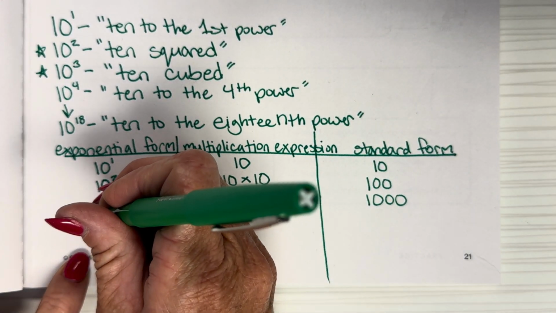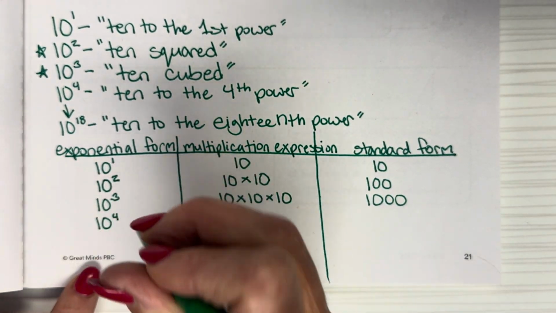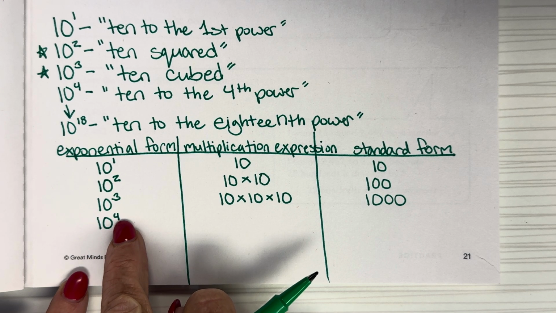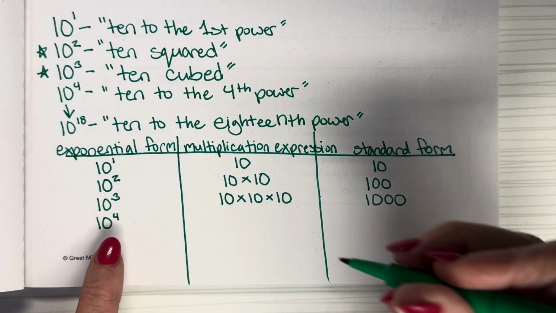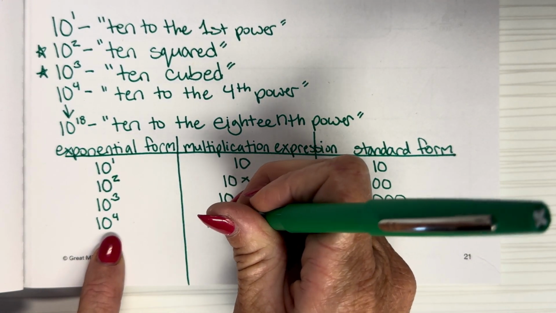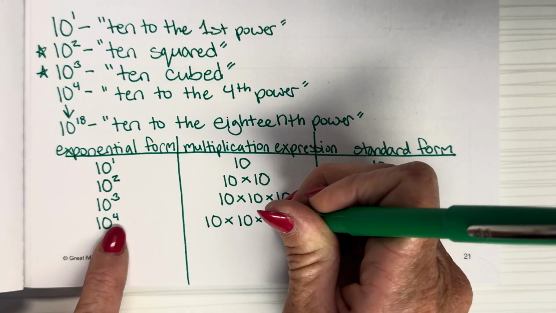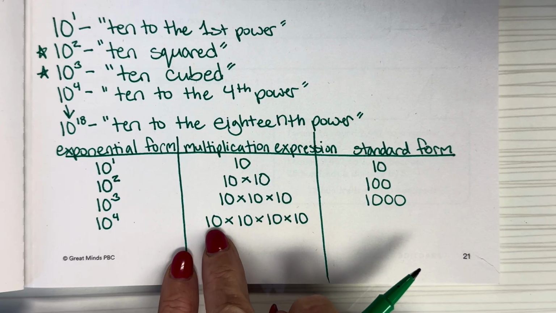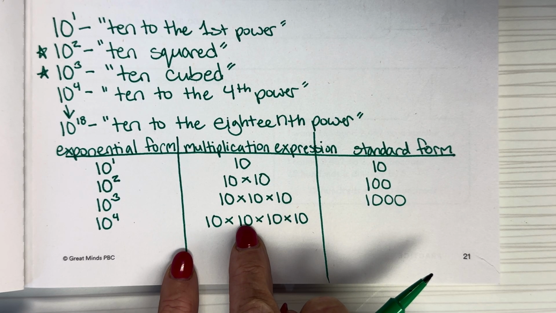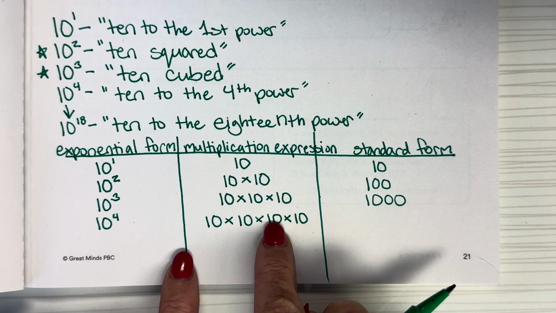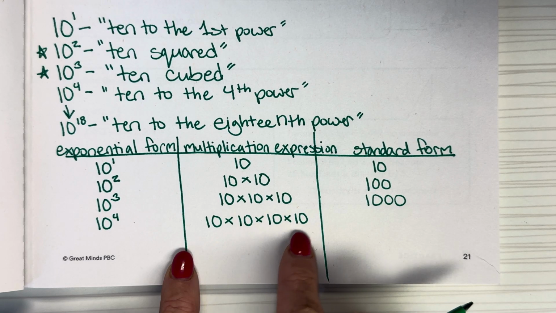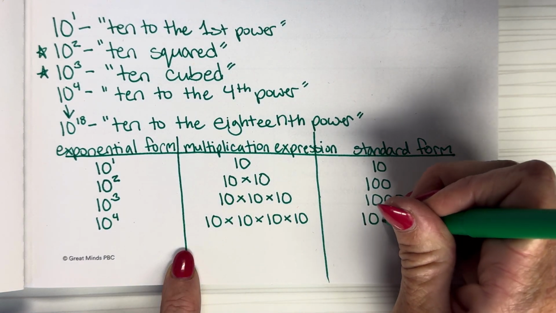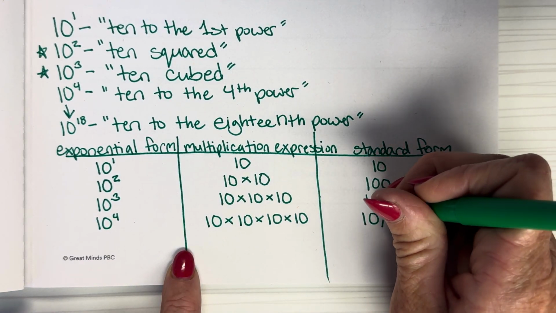So if I have 10 exponent 4, I would say 10 to the 4th power, which means I'm multiplying 10s, and I have 4 of them. 10 times 10 is 100, times 10 more is 1,000, times 10 more is 10,000. I forgot my comma there.